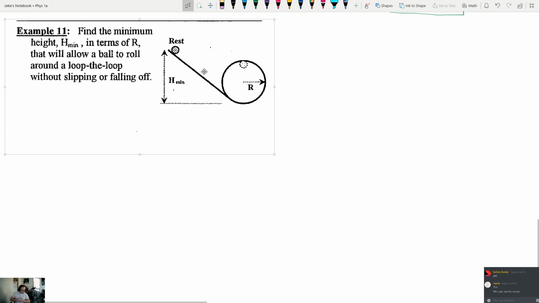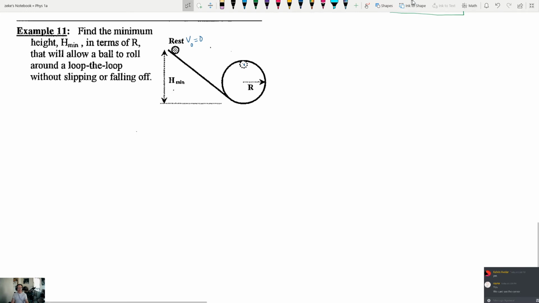All right, so we want to find the minimum height here that will allow the ball to roll around the loop without slipping or falling off. So the ball starts from rest, so we know it has an initial velocity of 0. And when it gets to this point right here, we actually know something about its velocity at this point, don't we?